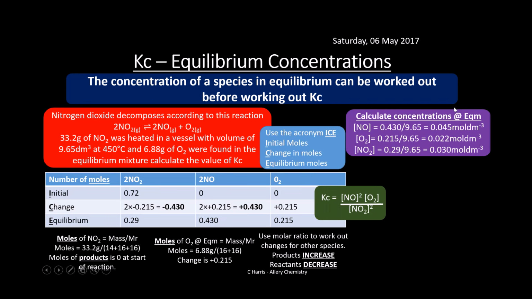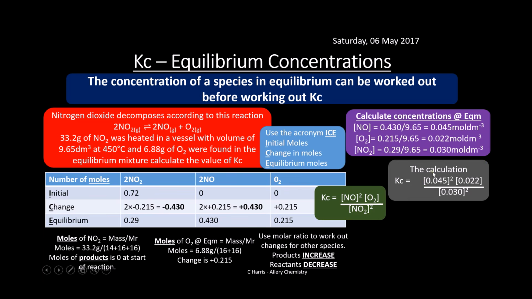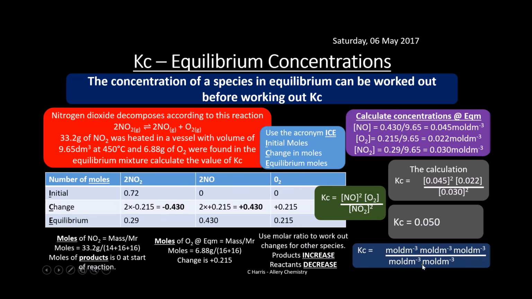We set up our Kc expression, products over reactants: NO squared and oxygen, divided by NO2 squared. Put your numbers in. There's your numbers. Remember to square them. Get your answer. Your answer is 0.050. We then need to work out the units. So we put moles per dm cubed for each one. We've got 3 on the top, 2 on the bottom. Get them cancelled out.